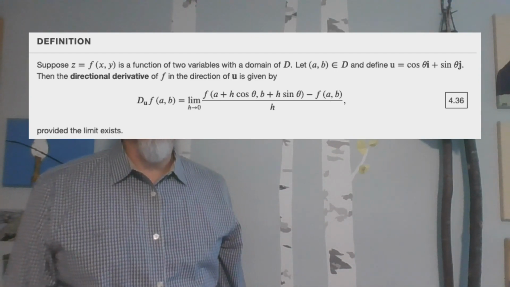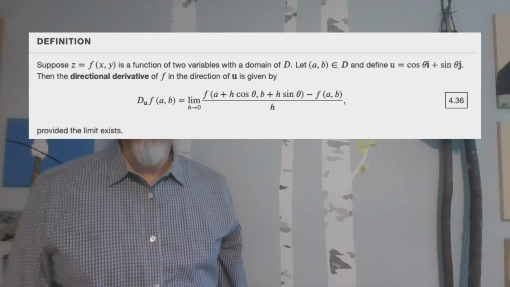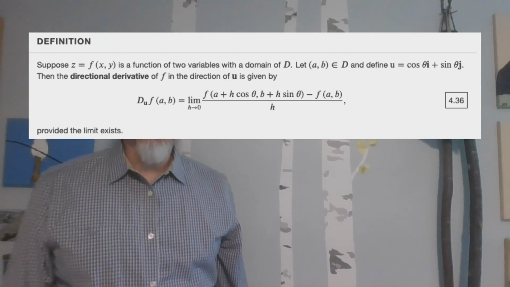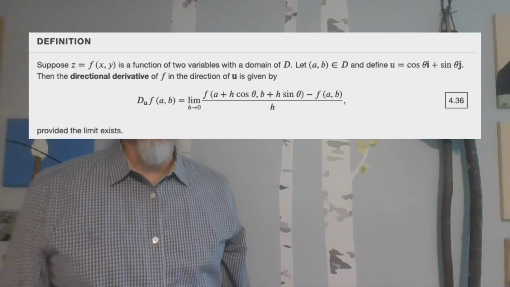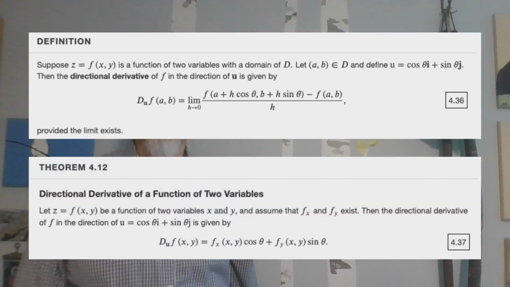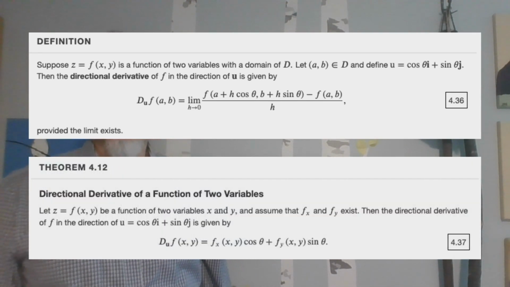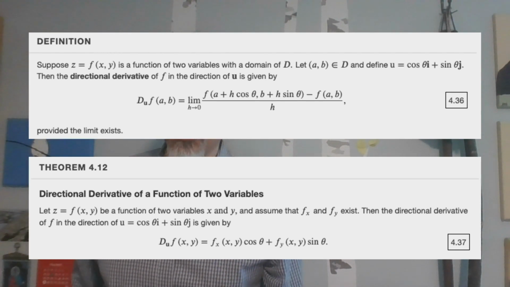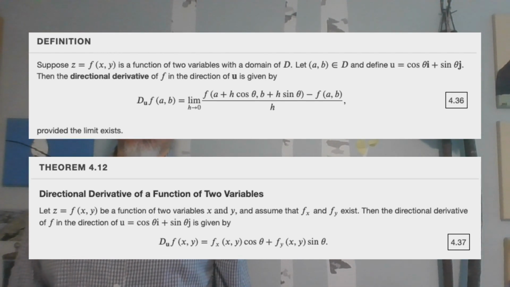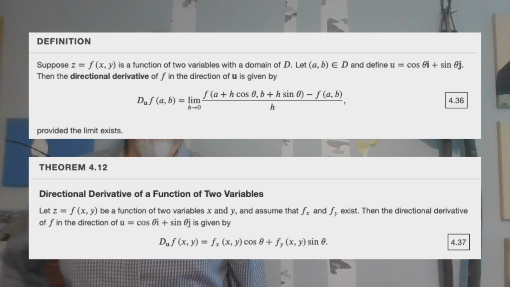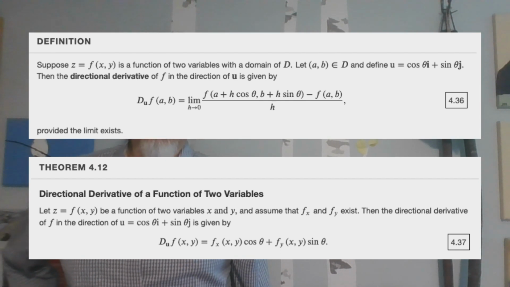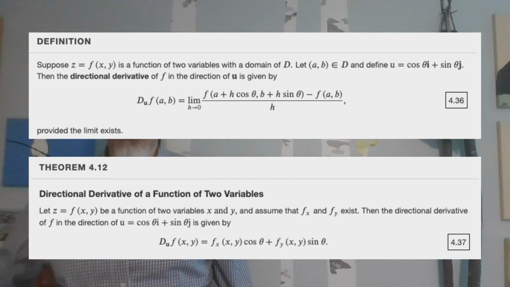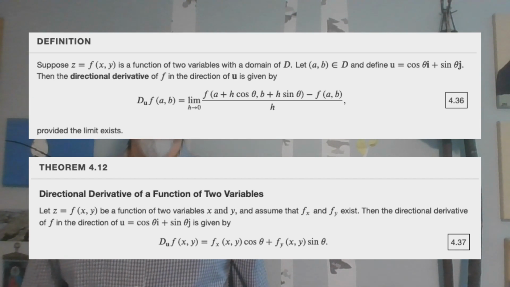Let's say we'll use the cosine and sine of theta as a direction. And we'll see that the directional derivative, much like the other derivatives, will rely on a limit as h approaches 0. It turns out that if we have a directional derivative, instead of using these limits, we'll find another way to do this, and we'll do this by doing this special formula where we have f sub x of x y times the cosine of theta plus f sub y of x y times the sine of theta.